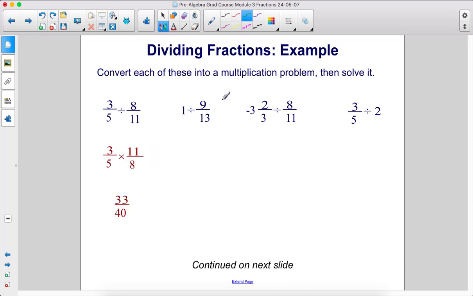1 divided by 9 over 13 is the same thing as 1 times 13 over 9. And remember, 1 times a is just equal to a. The answer is 13 over 9.